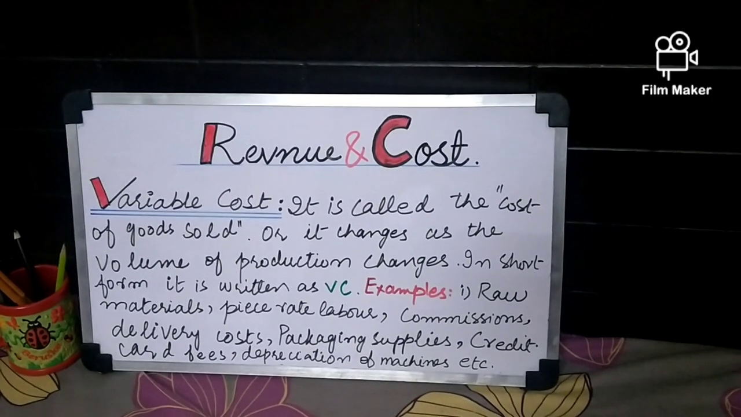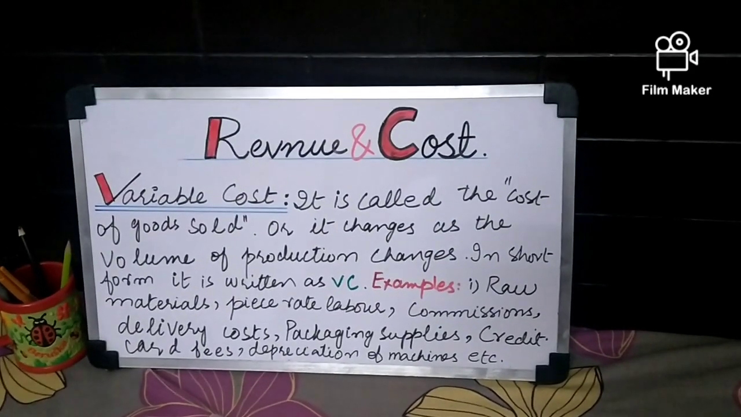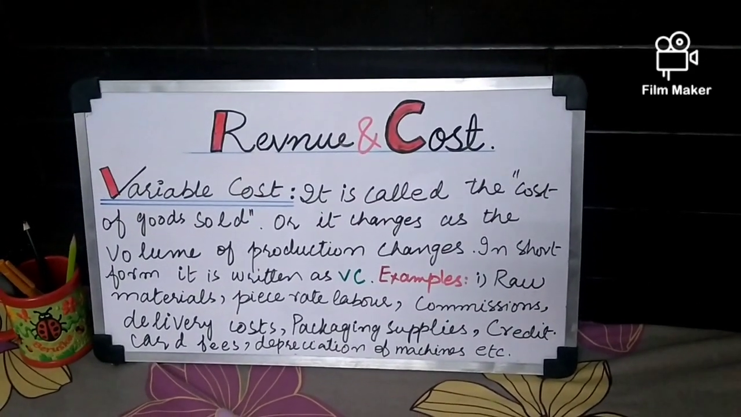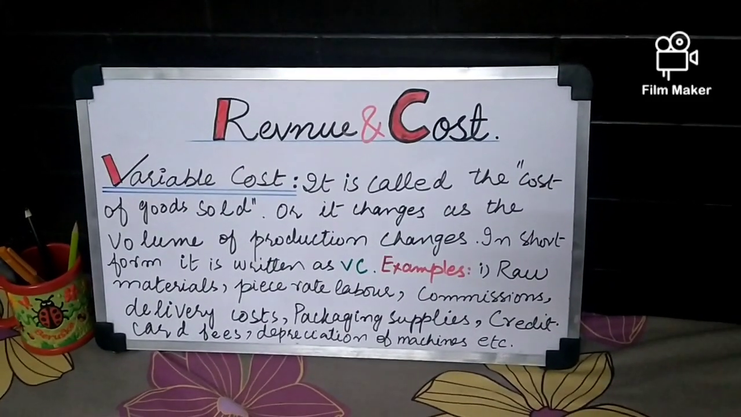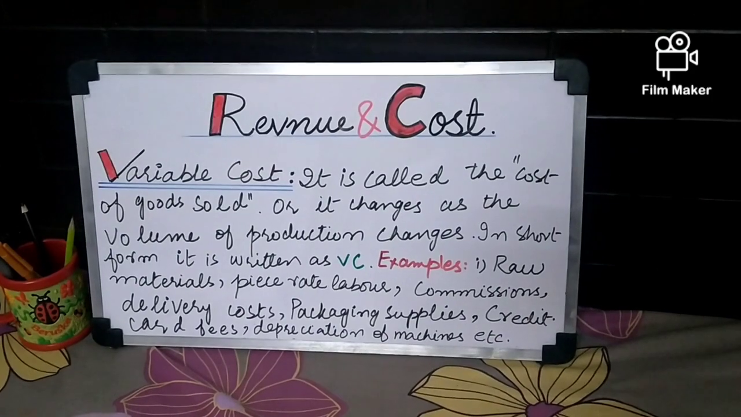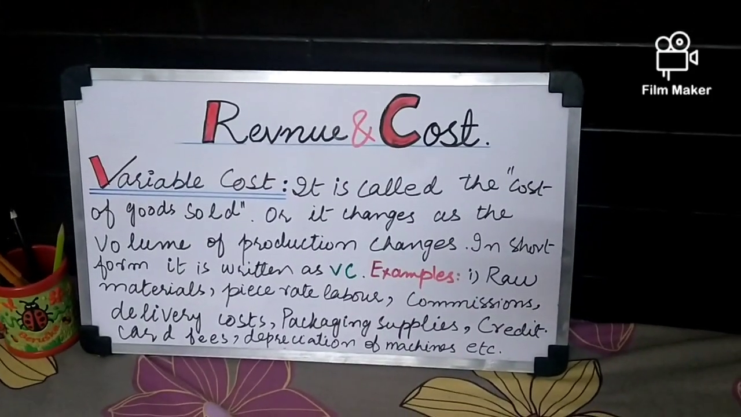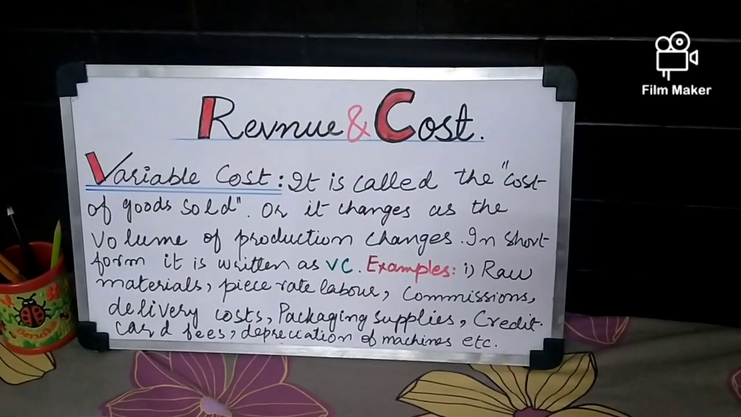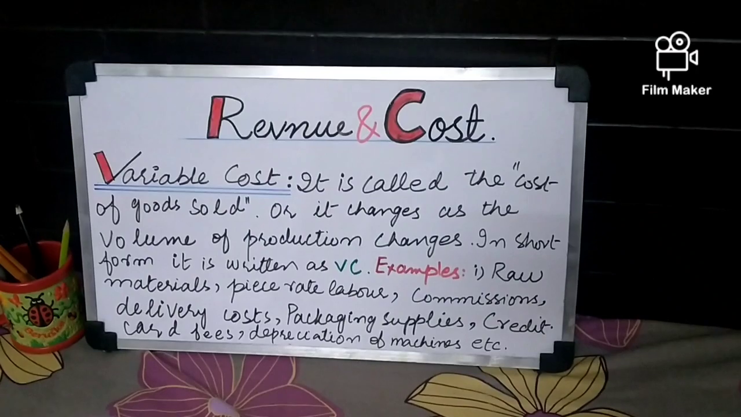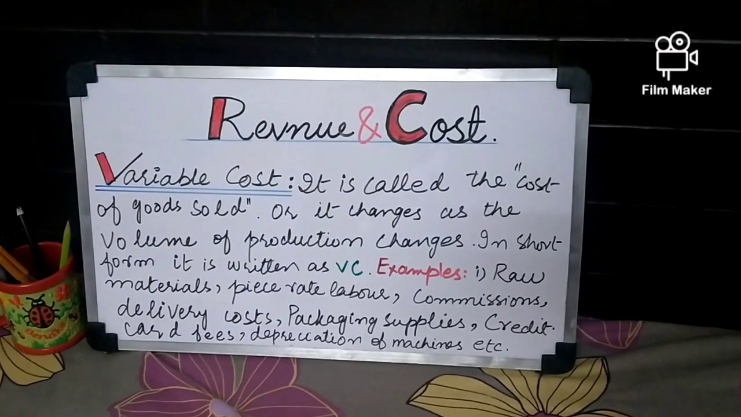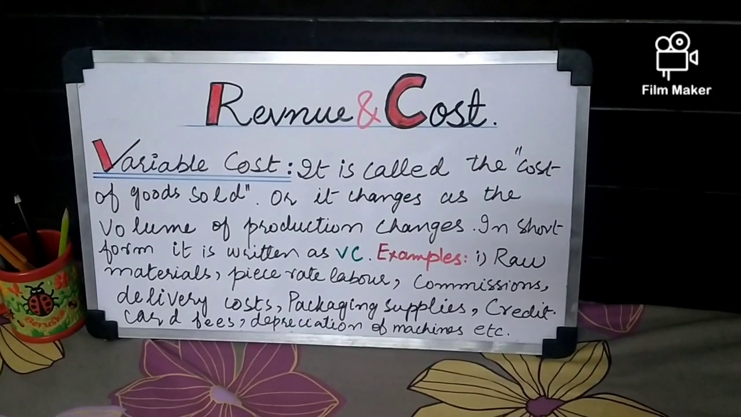Next is what is variable cost. It is called the cost of the goods sold, and it changes as the volume of production changes. It changes when the amount of the goods and the commodities change. So it depends upon the amount produced, unlike fixed cost, which has to be paid regardless of the volume of the production. In short form, it is written as VC. Examples are raw material and piece rate labor.